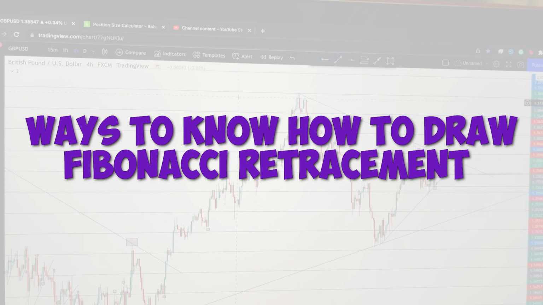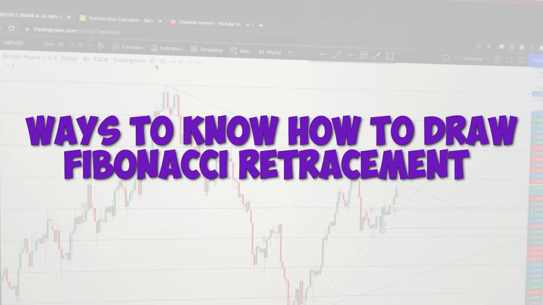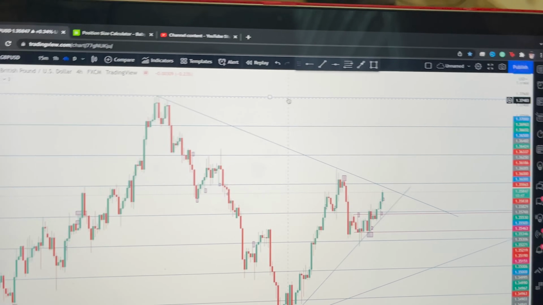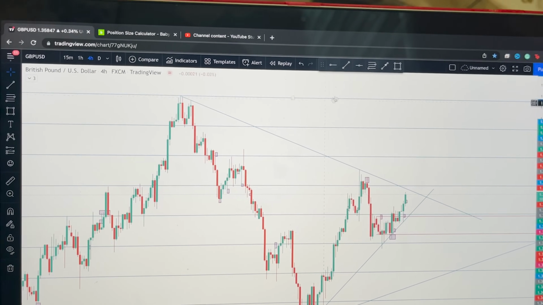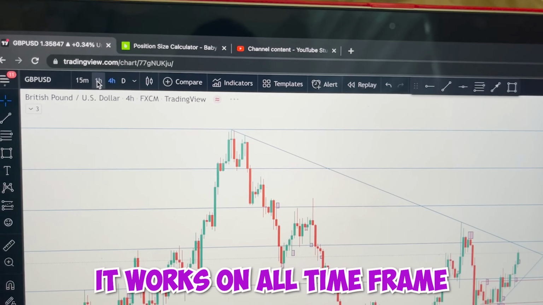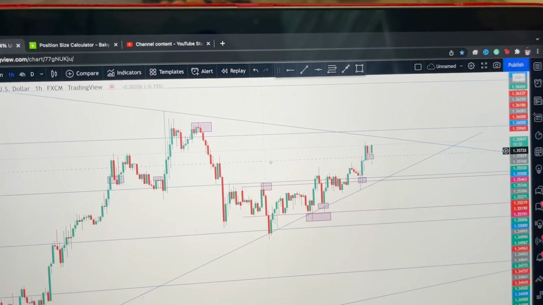First, ways to know how to draw Fibonacci retracement. I'm going to merge this topic with what I saw today that made me go long. Okay, I'm going to put them all together. So first, I'm going to go on 1-hour time frame. It works on all time frames. My Fibonacci retracement works on all time frames.